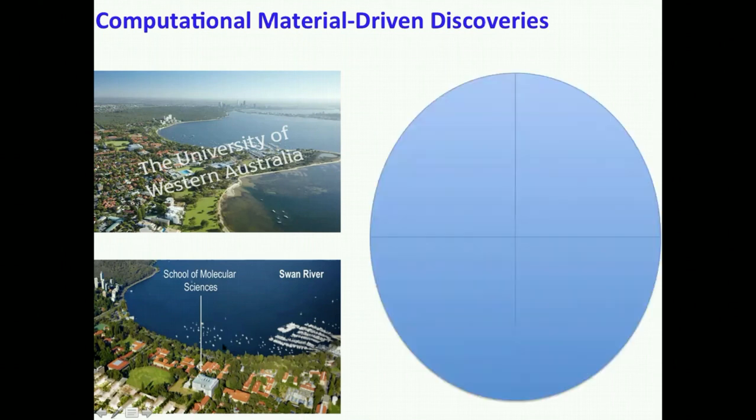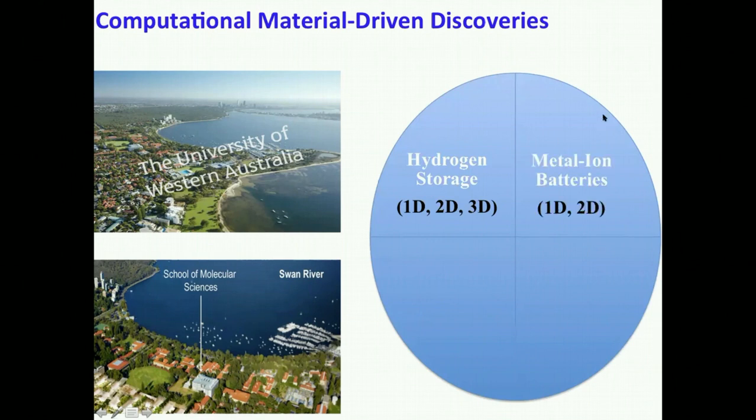And what do we do? We work in different domains. Primarily, I work on hydrogen storage by using 1D, one-dimensional materials, two-dimensional, and 3D materials. And then I work on metal-ion batteries, all types of metal-ion batteries like lithium-ion, sodium-ion, potassium, magnesium, aluminium-ion batteries. And recently, we have started also metal-sulfur batteries as well.